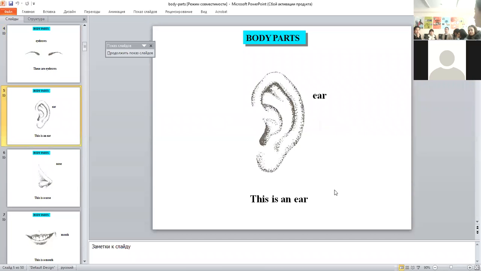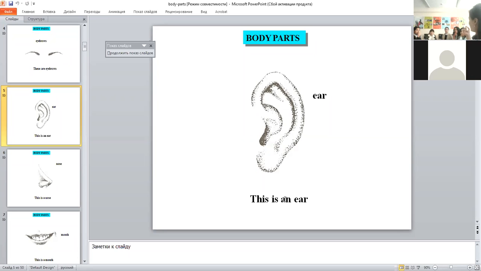And the next one is, how do you pronounce this word? Ear. Okay. And this is an ear. Dear students, pay attention. Why have we used the indefinite article an here, not a? You know that in the English language there are 2 types of articles, a and an.